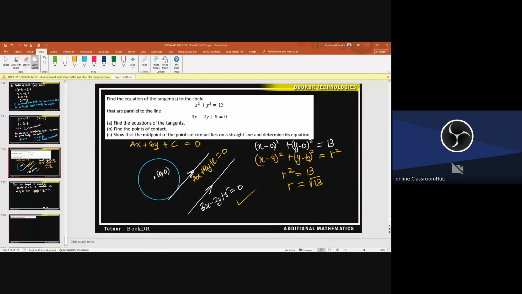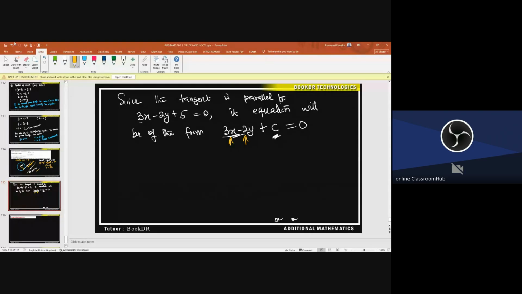Good. Now, the distance between the center and the line is the radius of the circle. And that is also the perpendicular distance between the center and the line. And we have a formula for calculating the perpendicular distance between a center and a given line. That formula is from coordinate geometry 1 in SHS 1.